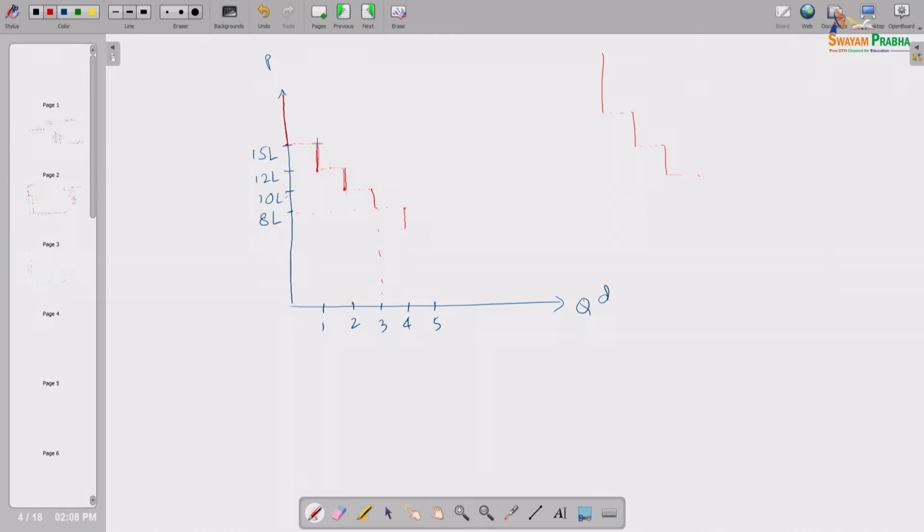So the demand curve will be this, there is a gap, this, there is again a gap, this, like that. And every step corresponds to the first unit, second unit, third unit, fourth unit. So the demand curve will look like a downward sloping staircase, right.